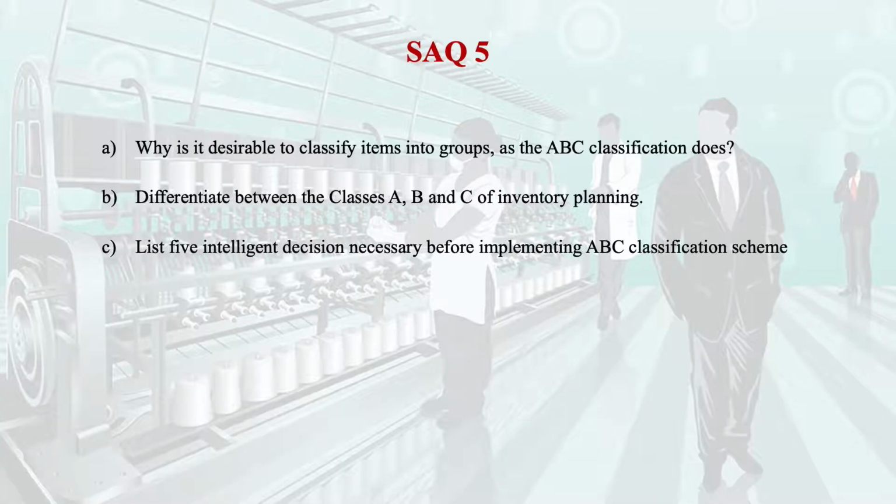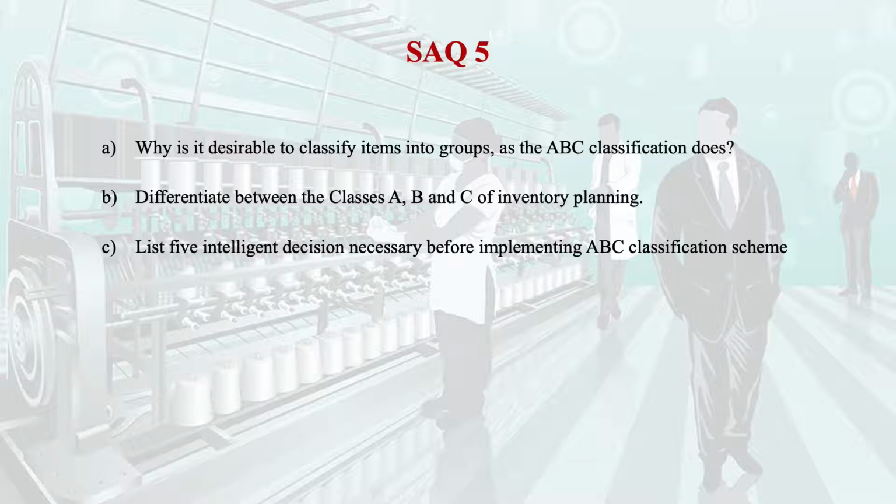Now we are giving you some self-assessment questions. Why is it desirable to classify items in a manufacturing unit or in a bank or in a service industry into three groups A, B, C? How will you differentiate between class A, class B and class C in terms of inventory planning? Means how the inventory planning differs in case of class A, class B and class C.